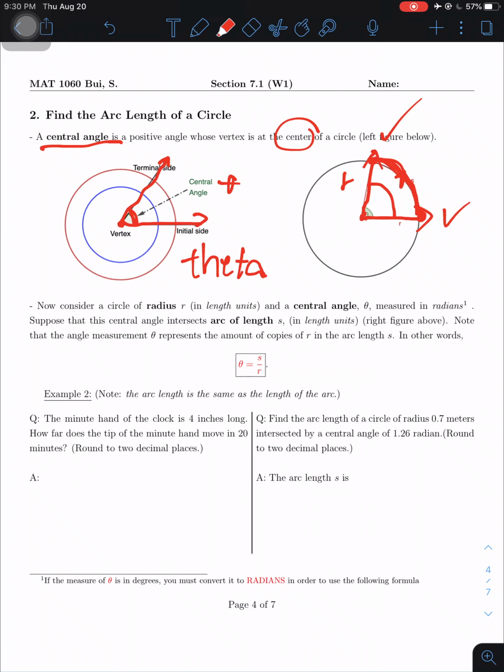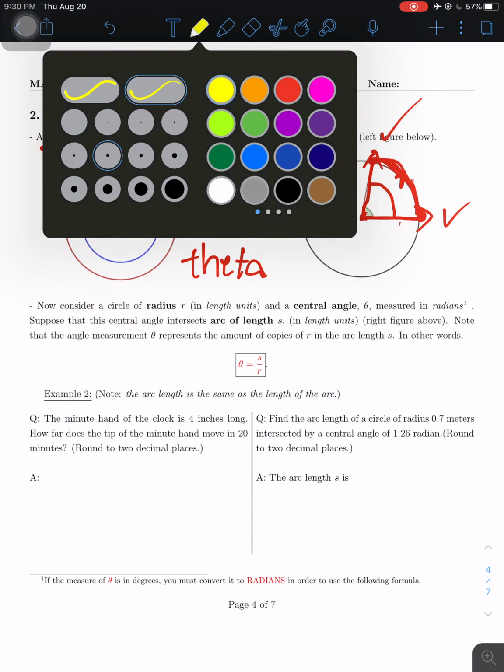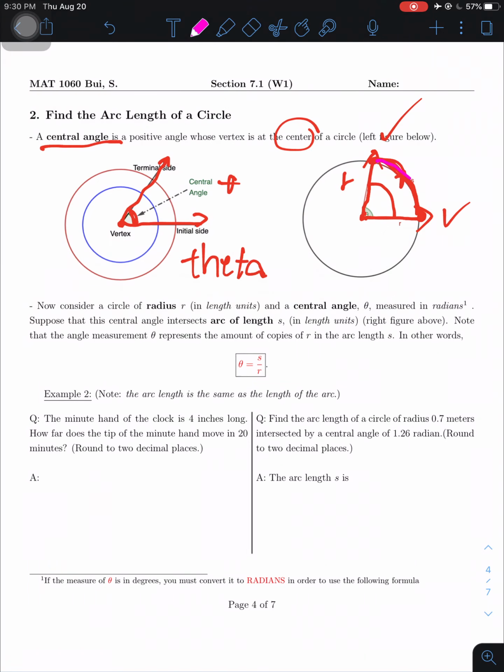Okay, let me use another color for this one because it's a mess right now. Yellow is not a good color. Let me do pink. This is not better, but you get my idea, right? It's the red curve in here. This is what we call the arc length, or S. S for arc length.